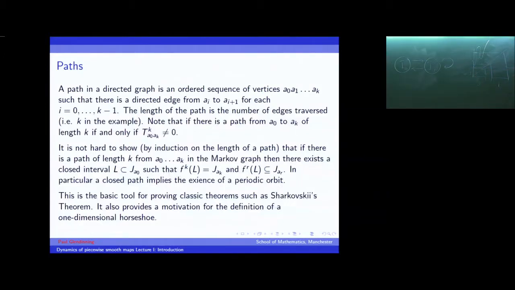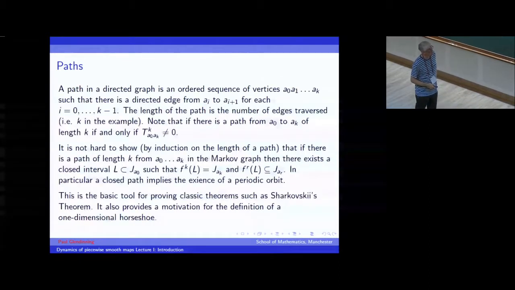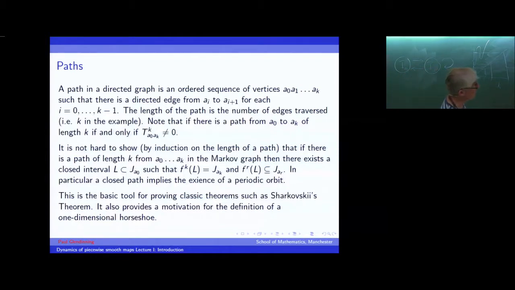So they're totally equivalent. Now, it's not hard to show, just by induction on the length of the path, that if there's a path of length k from A0 to Ak in the graph, then there exists an L in the initial set JA0 such that f to the k of L equals JAk. So you actually get a sub-interval that is mapped onto the J, and the in-between bits are in the in-between sets. And hence, if I go from A0 through different points back to A0, and have a path that's allowed, which is something in the trace of this matrix to the power of k, then that's a closed path, and by the argument that we just made, by the intermediate value theorem, that implies the existence of a periodic orbit.